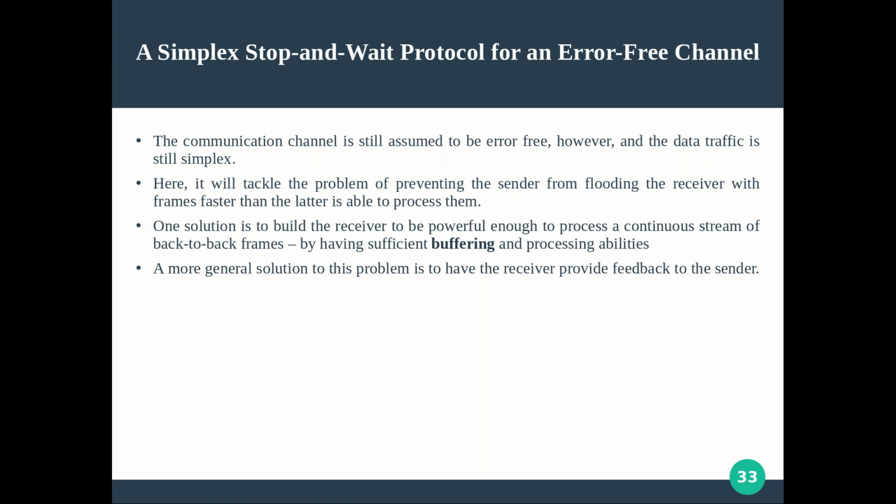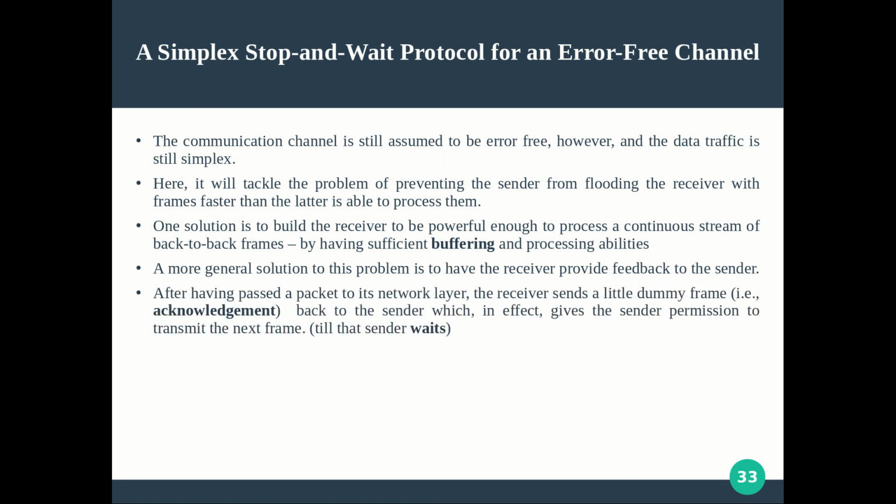The receiver is supposed to send some acknowledgement message back to the sender, and the sender is supposed to react by looking at the acknowledgement. So in that way the protocol should come up. So after having passed a packet to its network layer, whenever the receiver is getting some information, it can pass that to the network layer, right?